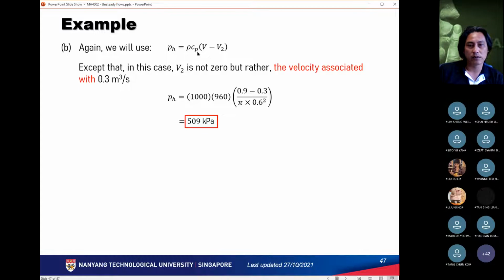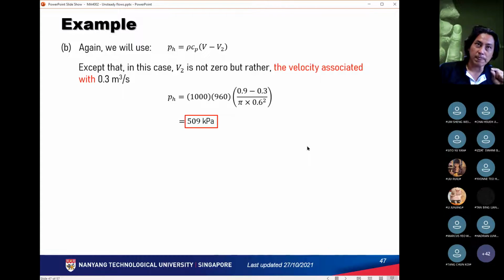CP, well, it's actually C. It's basically C of pressure. Well, it's 960 meters per second. V minus V2, original velocity, initial velocity minus final velocity, is nothing but the initial flow rate minus the final flow rate divided by the cross-sectional area of the pipe. And you can work out that the water hammer pressure in this case is actually 509 kilopascal.